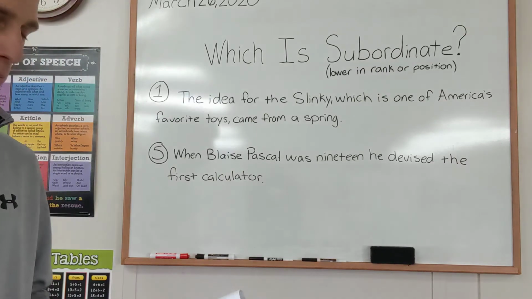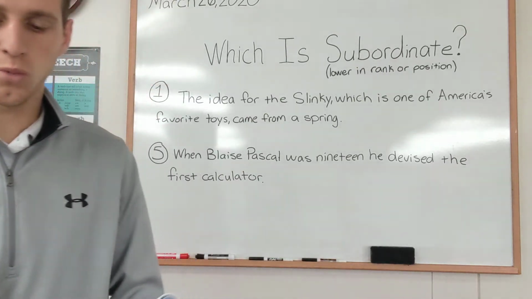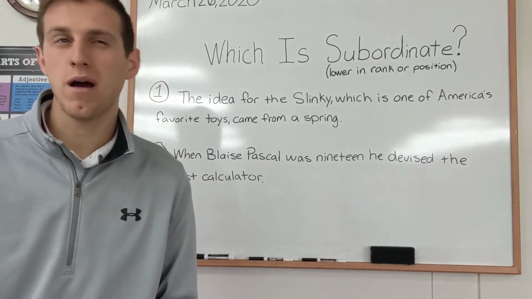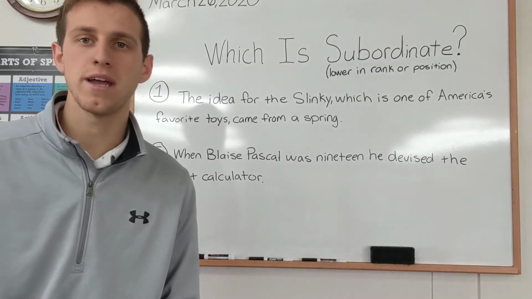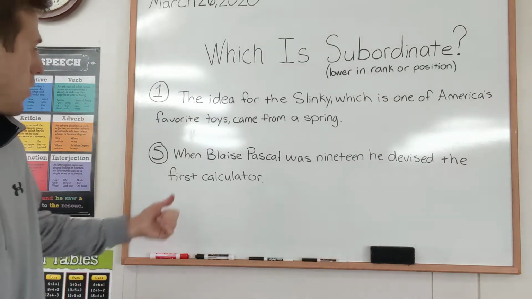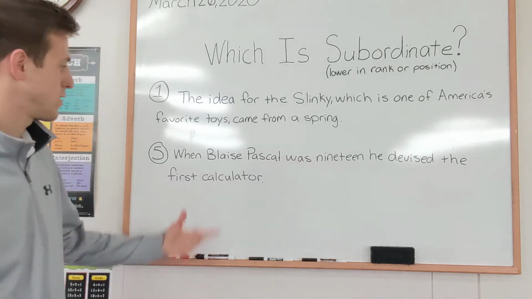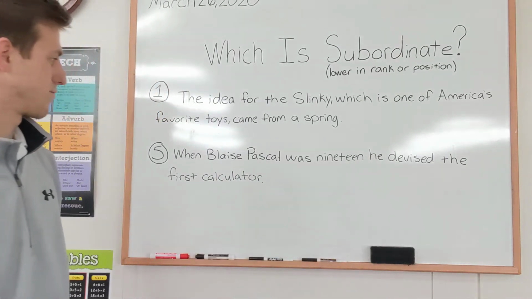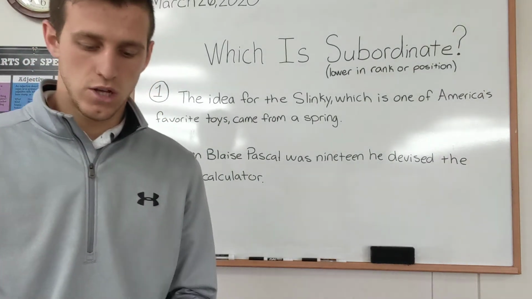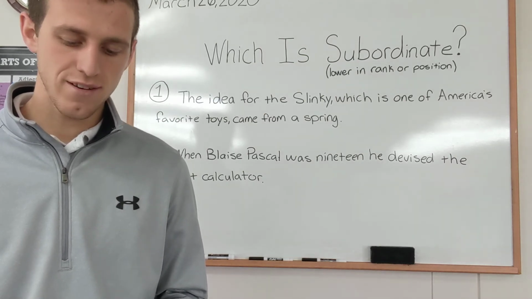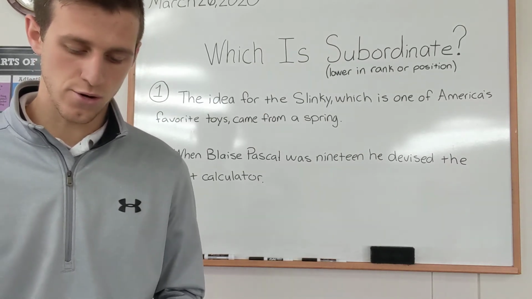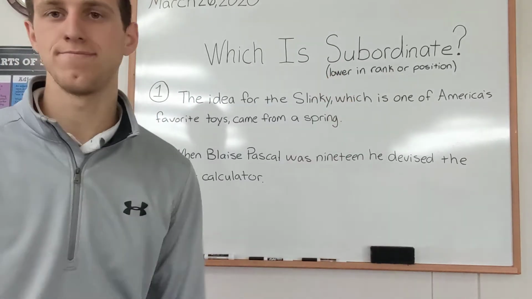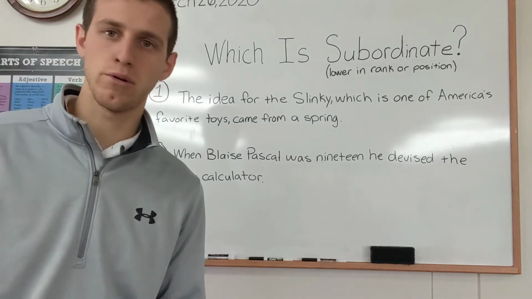But for number 5, we have Blaise Pascal was 19 years old when he devised the first calculator. So what would be our most important information? It'd probably be that he devised the calculator, right? He invented the calculator. So we could write when Blaise Pascal was 19. So here's our subordinating conjunction. Here's our subordinating clause. We could say he devised the first calculator, all right? So you can go through and do numbers 6 and 7. And then for number 8, you're writing a definition for what subordinate means, all right? Lower in rank or less important, something like that, all right?